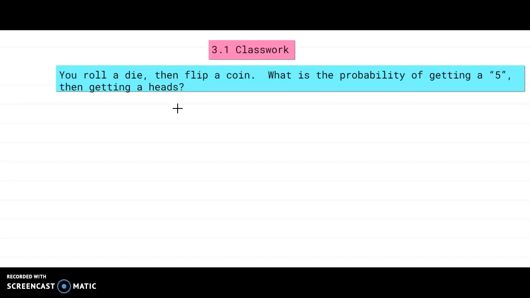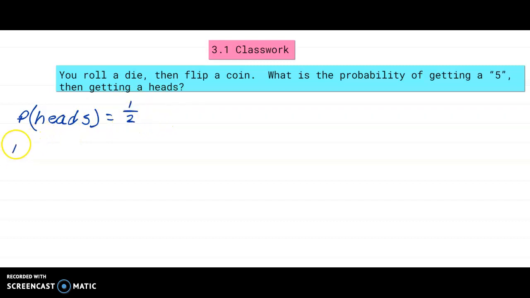What is the probability of getting a 5, then getting a heads? So when you flip a coin, there's two possible outcomes. You can either flip heads or you can flip tails. The possibility of getting heads, which is what they're asking here, is 1. There's 1 heads on every coin. So we're going to write the probability of that out. So the probability, remember that's capital P, of heads equals 1 out of 2.